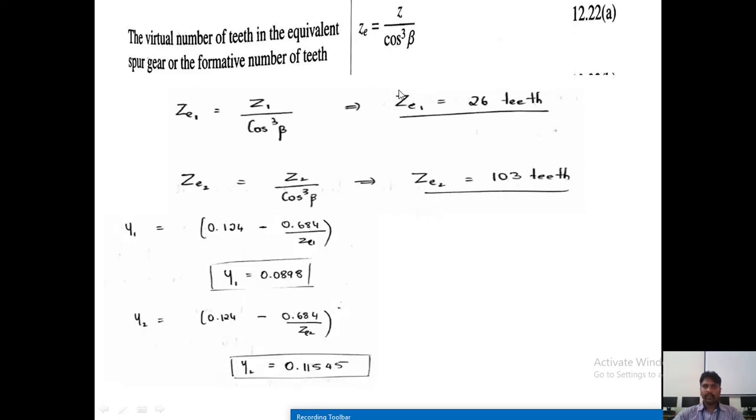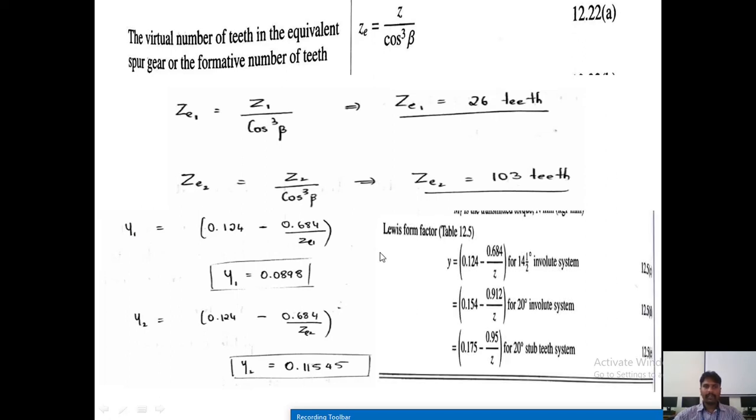We need to use this to identify the weaker member. Once we identify the weaker member, after the design is safe, we need to recalculate the equivalent number of teeth on pinion and gear. The Lewis form factor, for the 14.5 degree involute system, is given by 0.124 minus 0.684 divided by Z. You have to be very careful in this equation.